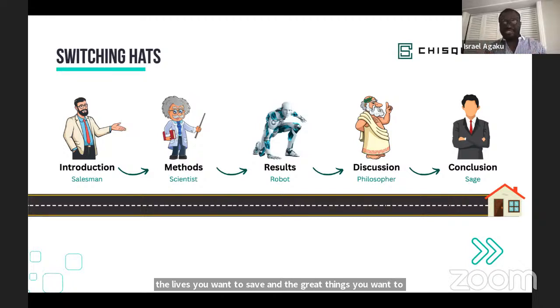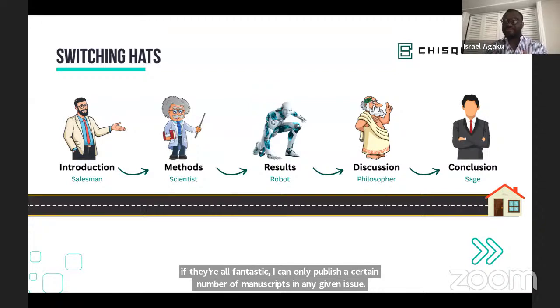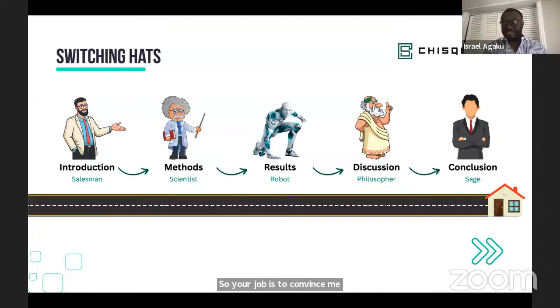But first things first, your primary buyer at this point is the editor-in-chief. You have to convince me that your idea is worth buying. I don't have a lot of space in my journal to publish. I can't publish all the papers in this world, even if they're all fantastic. I can only publish a certain number of manuscripts in any given issue. So your job is to convince me that your paper deserves to be reviewed, to be considered for a slot in the next issue. So you have to sell your paper.